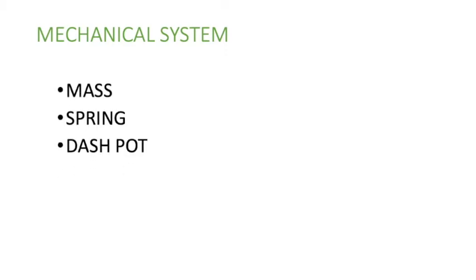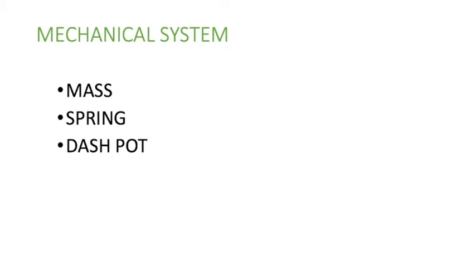A basic mechanical system can be modeled using three elements, namely mass, spring, and a dashpot. A mass represents the weight of the system. A spring represents the elasticity in the system, and the dashpot is used to represent the friction in the system.